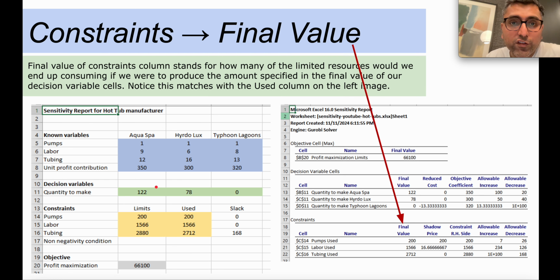The third part, constraints final value. This tells you how much you end up using. Final value is related to the limits you had, how many pumps you have, how many laborers you have, but it also tells you how much of it you ended up using. So I used all of 200 pumps. I used all of 1566 of labor, but I didn't end up using all of the tubing. So the final value here matches how much you end up using.